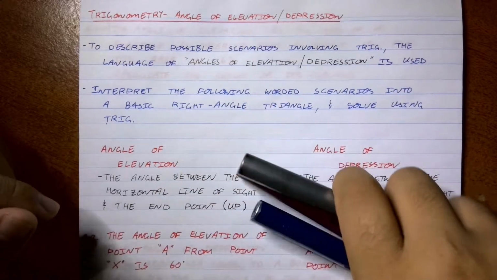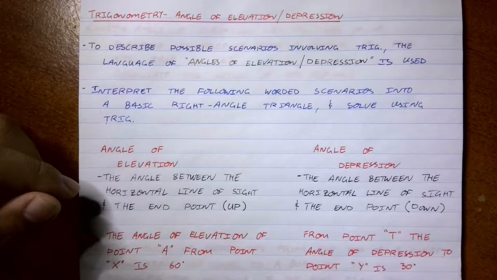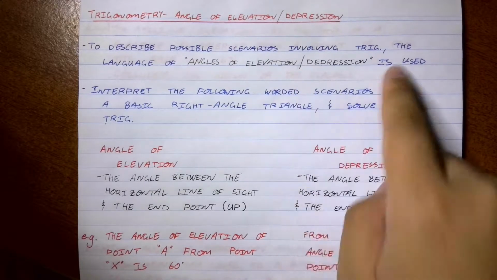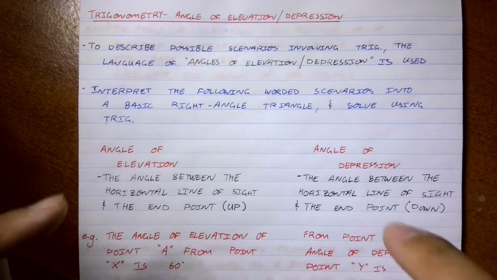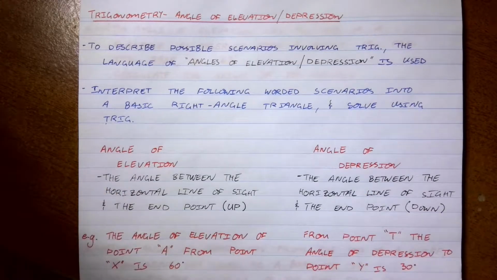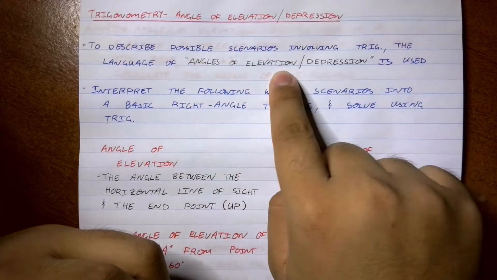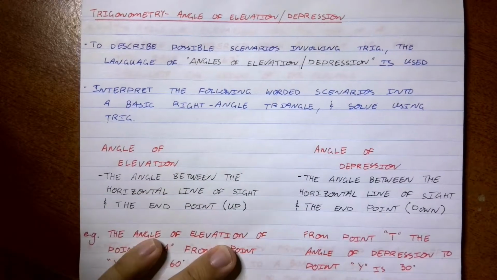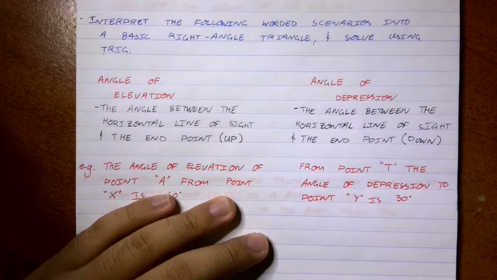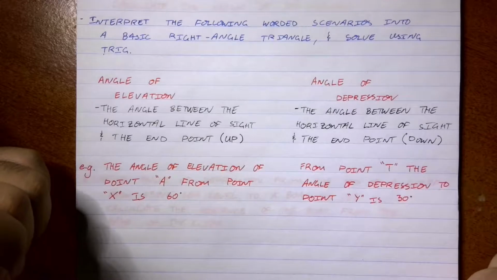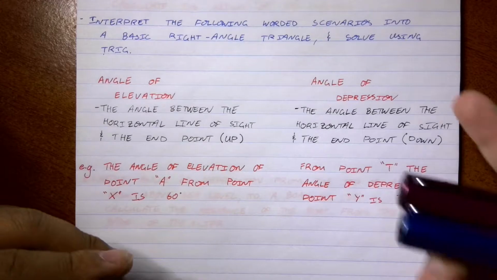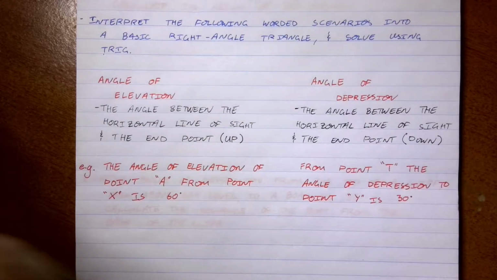The first thing we need to learn is that all this is just a way to describe possible scenarios involving trigonometry. The language that we use to describe angles in real-life scenarios, we do it in terms of angles of elevation and depression. So the general way in which we go about solving these problems is we first interpret the following worded scenarios into a basic right-angle triangle, and then we solve it using trigonometry. So let's get straight into it.